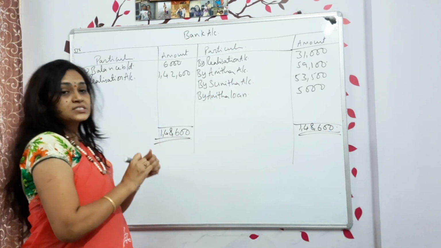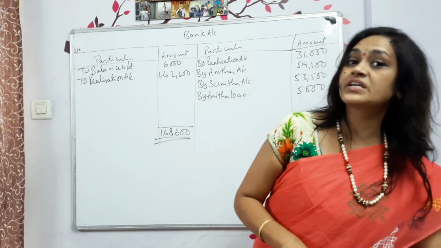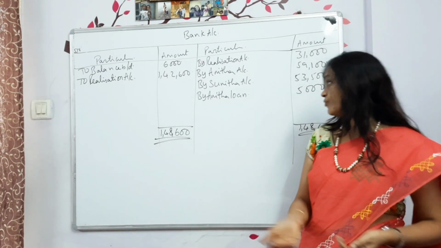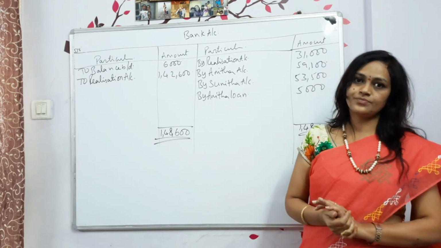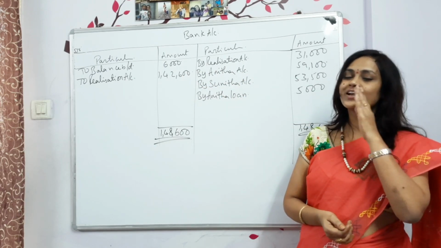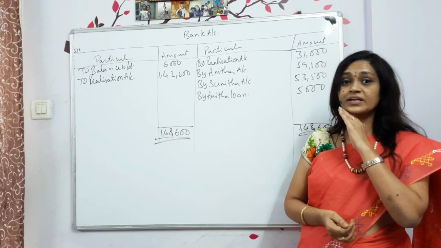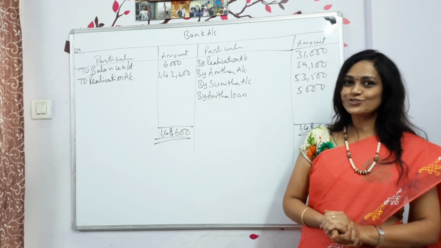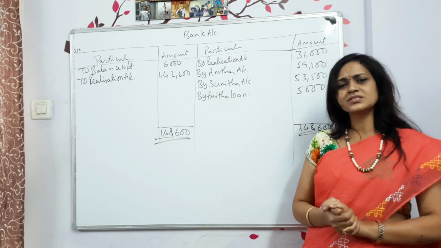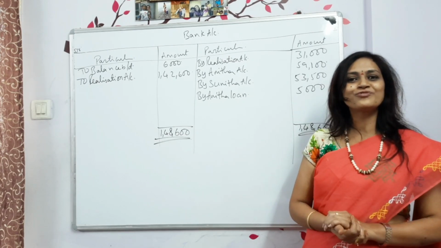Check the realization account and the partners' capital accounts. Wherever you find the word, please enter them. If you find it on the debit side, we enter it on the credit side; if you find it on the credit side, we enter it on the debit side. Clear? All of you understood this problem, right? Please copy, take the screenshot, whatever you want, please do it fast.